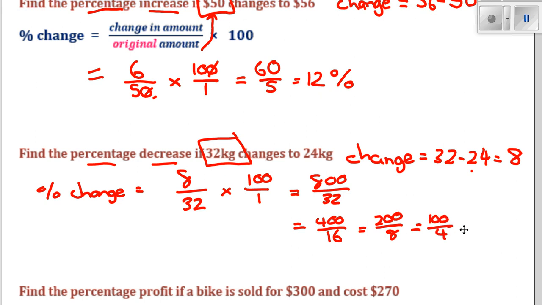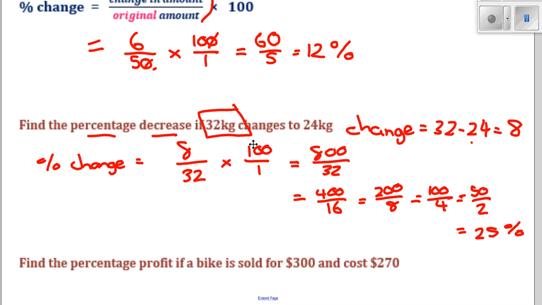100 over 4, divide by 4, what's that? Well, you could think of it as 50 over 2, which is 25 over 1, so just 25%. So that was a percentage decrease of 25% if you're to do it non-calc. To do it with calc, just do 8 over 32 times 100.